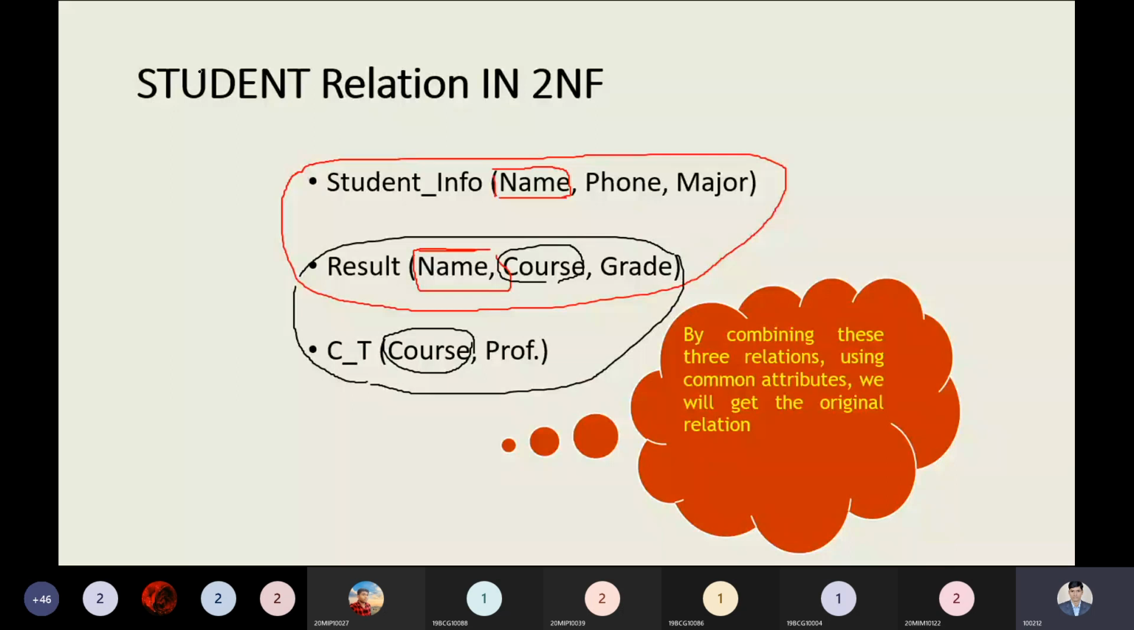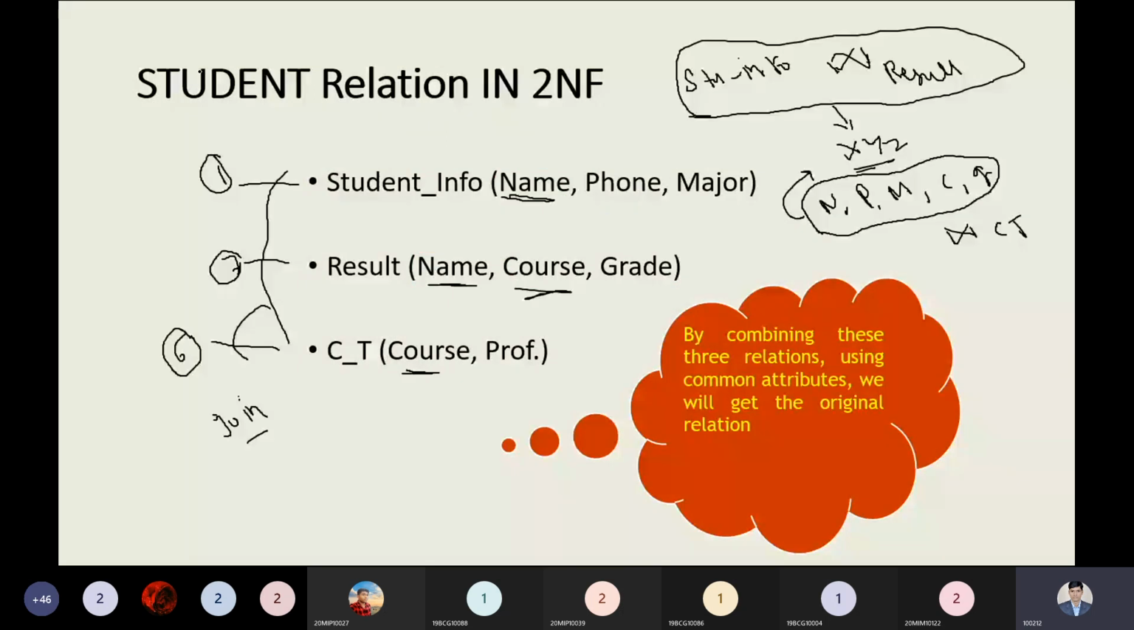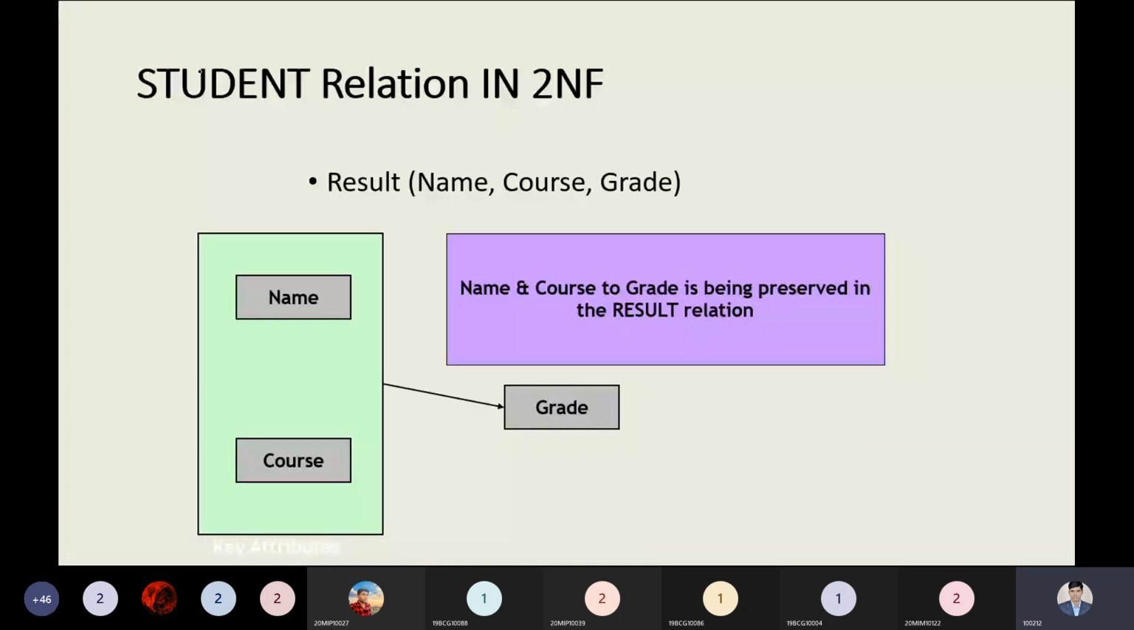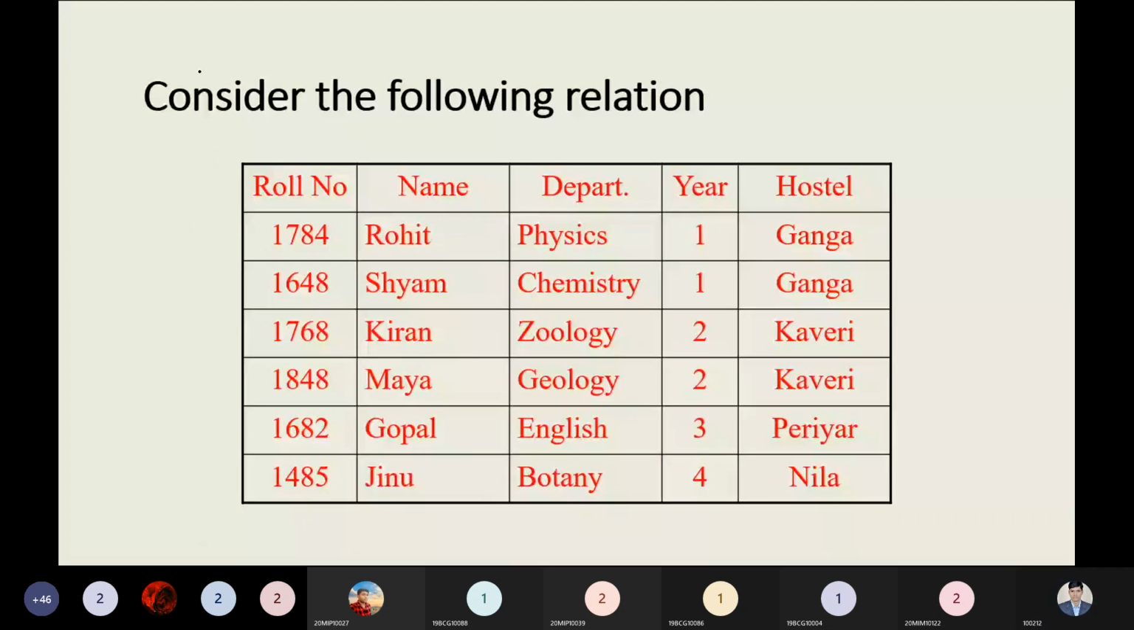Okay. Next, we have course to professor being present in the course title relation. So course determines the professor. Next, name and course number to grade is being preserved in the result relation. Of course we have that over here, and we have seen this point right now. So this relation can be decomposed into the second normal form like this. So here we have this relation in second normal form. Now here we have an example, and I would like to explain something with the help of the example. Then you will be able to understand the concept in a simple way.